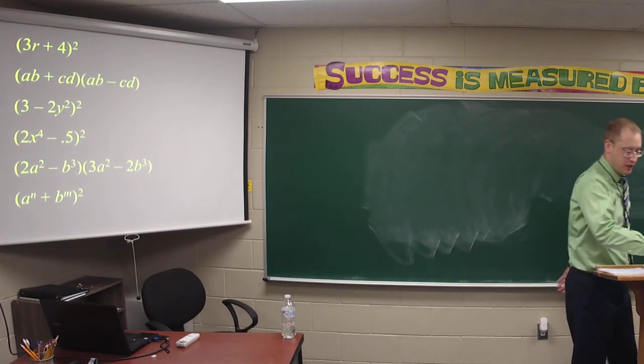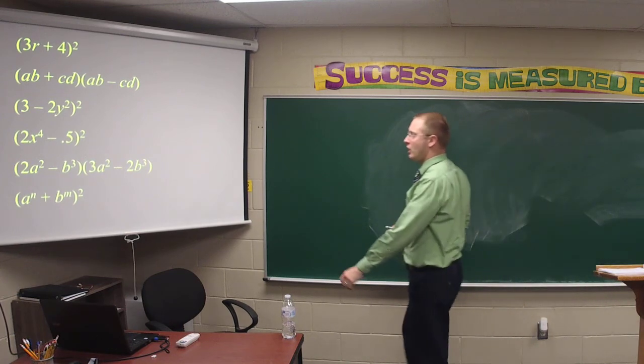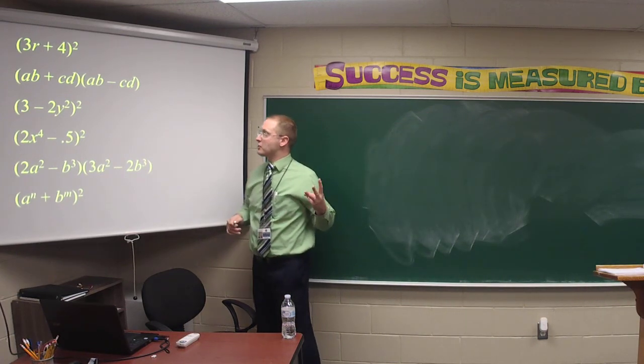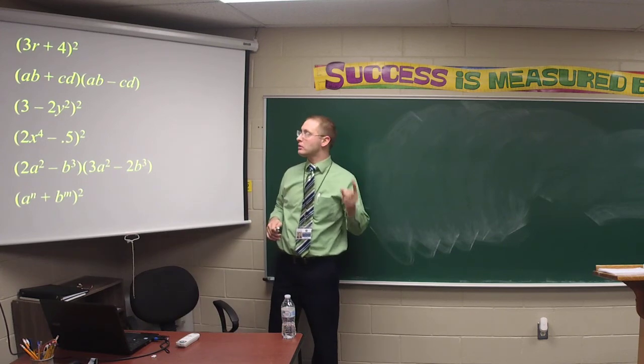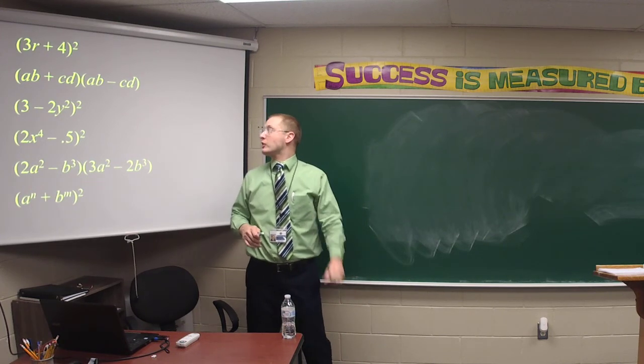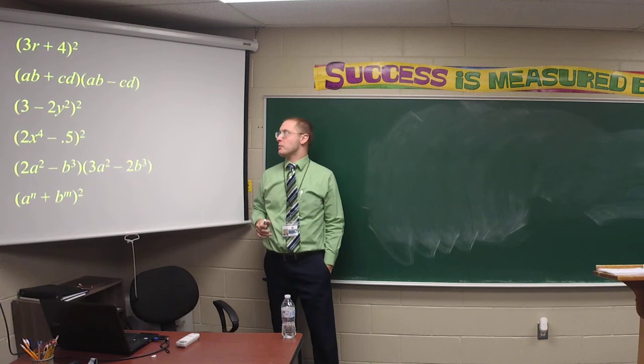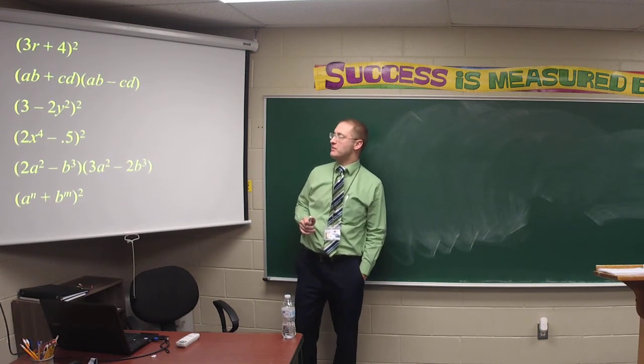Pencils down even if you're not finished. Let's go and take a look at these together. The very first problem, class, what 3 things do I need to do? Square the first, square the last, multiply and double. Check your answer. You should have gotten 9r squared plus 24r plus 16.